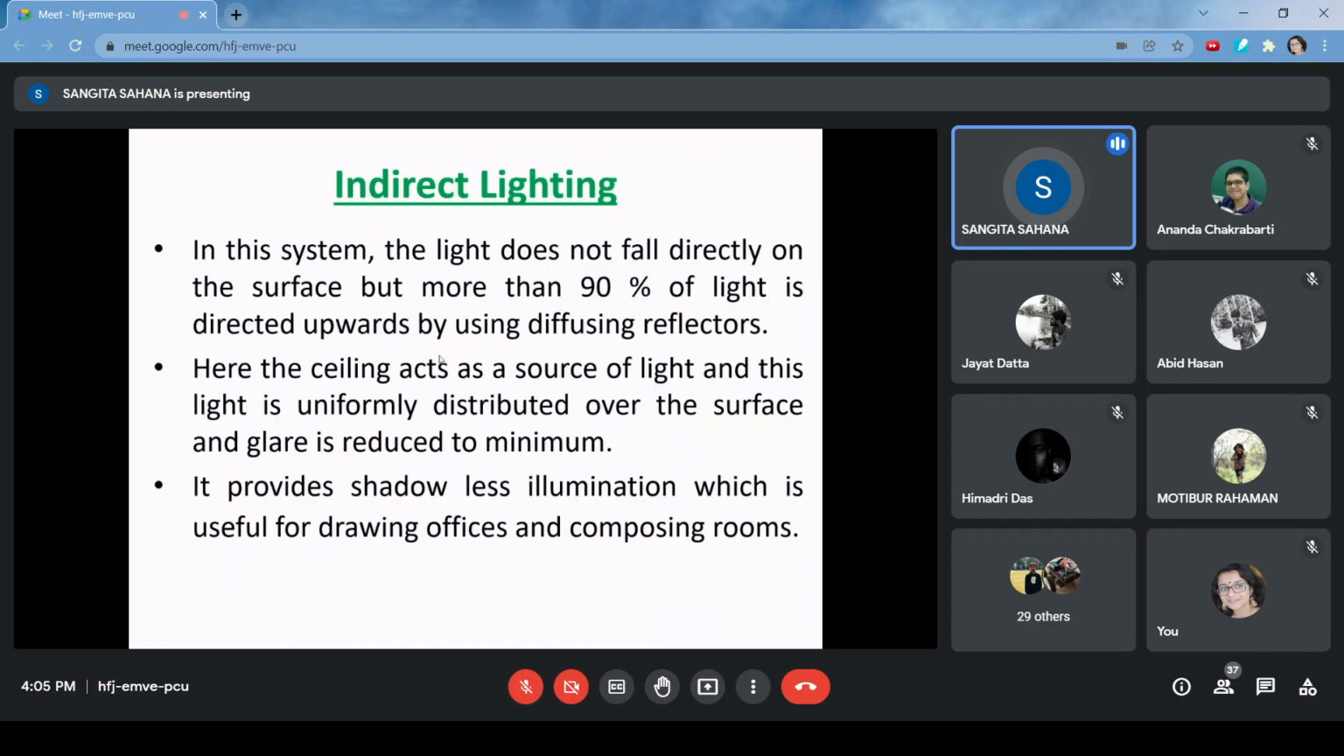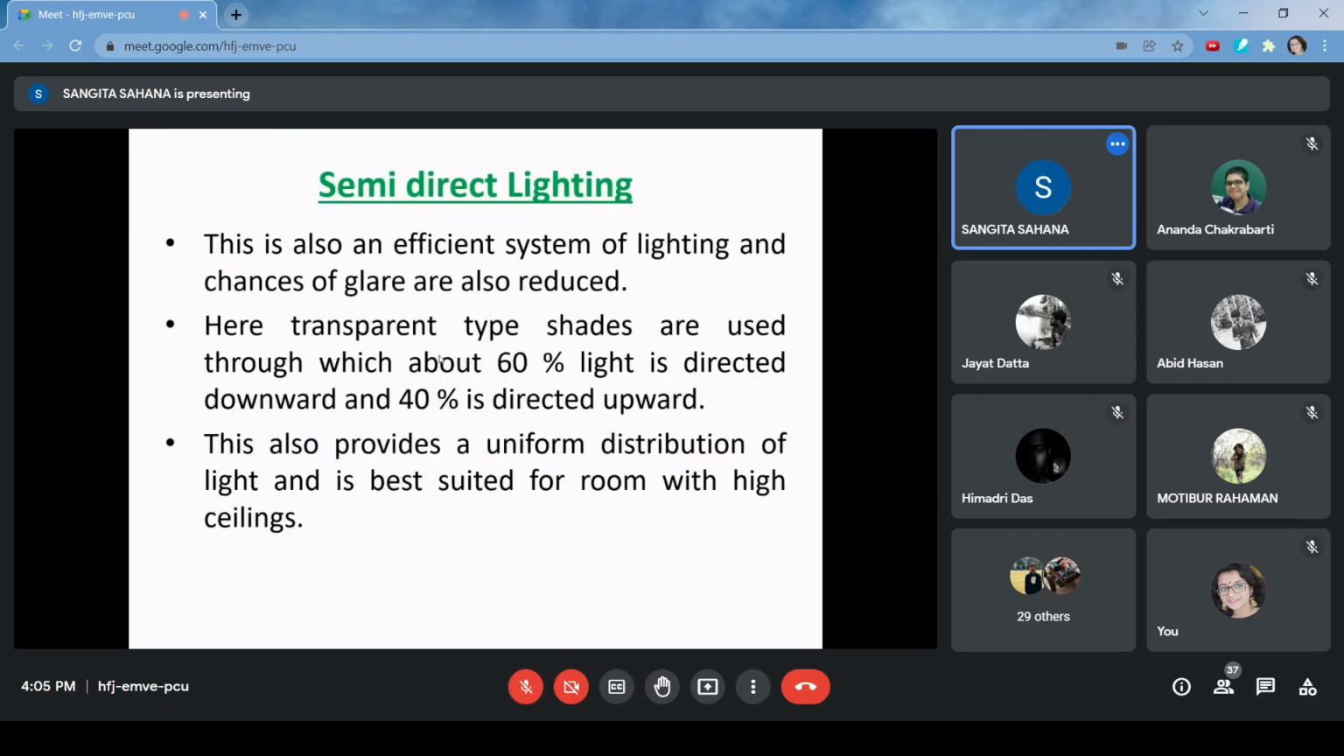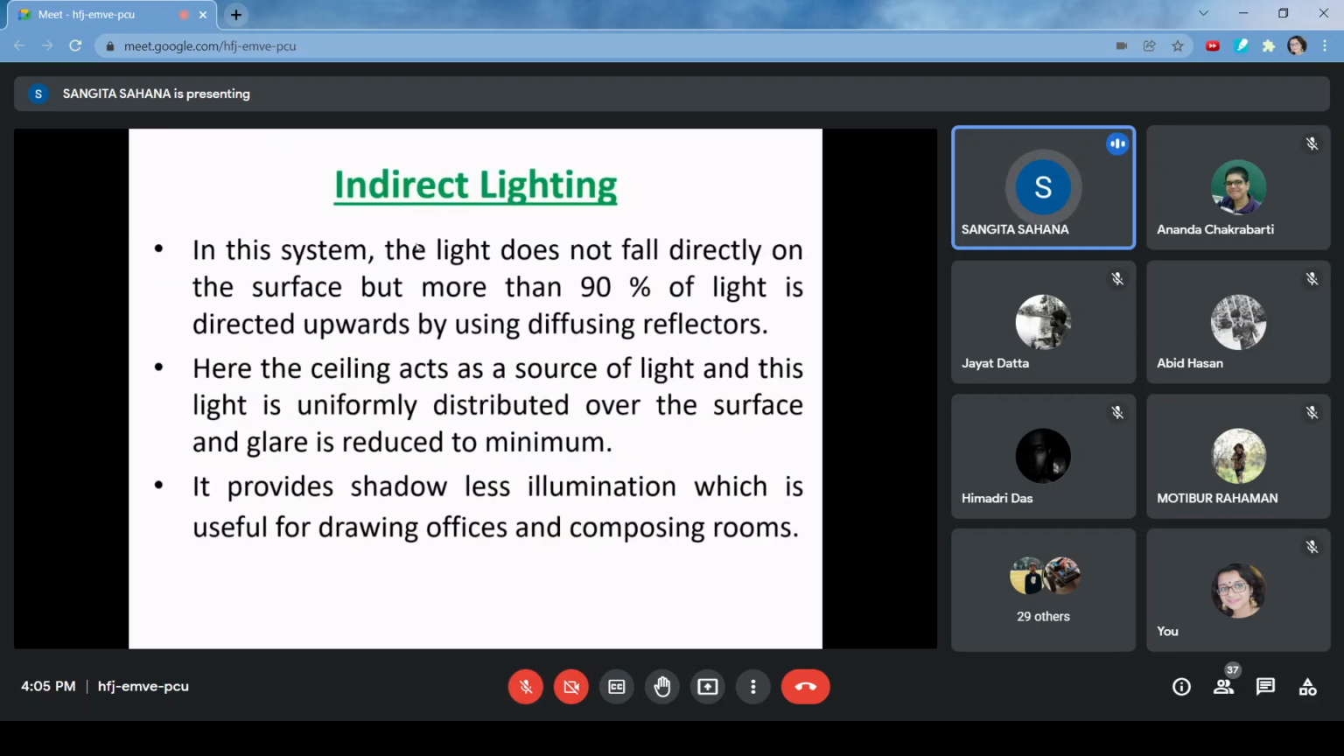Next is just the opposite, indirect lighting. Here, instead of 90 to 100 in the down hemisphere, 90 to 100 will go to the upward direction and 0 to 10 will be the downward direction. So 90% of light is directed upwards by using a diffusing reflector. Here the ceiling acts as a source of light and this light is uniformly distributed over the surface and glare is reduced to a minimum. It provides shadowless illumination which is useful for drawing offices and composing rooms.